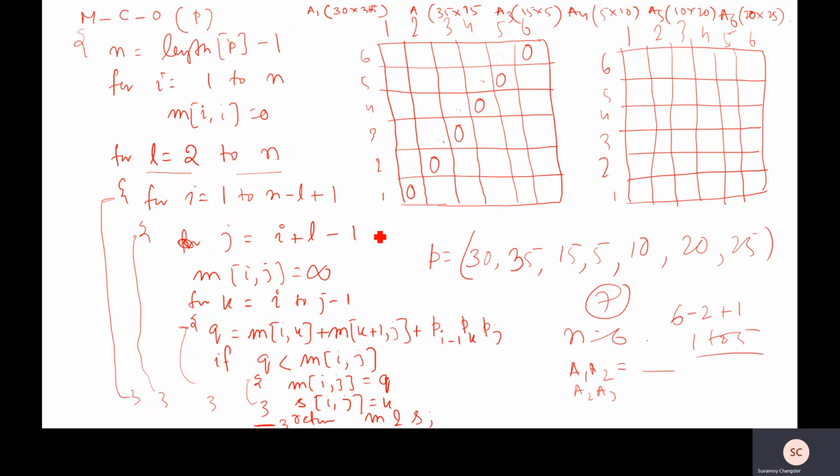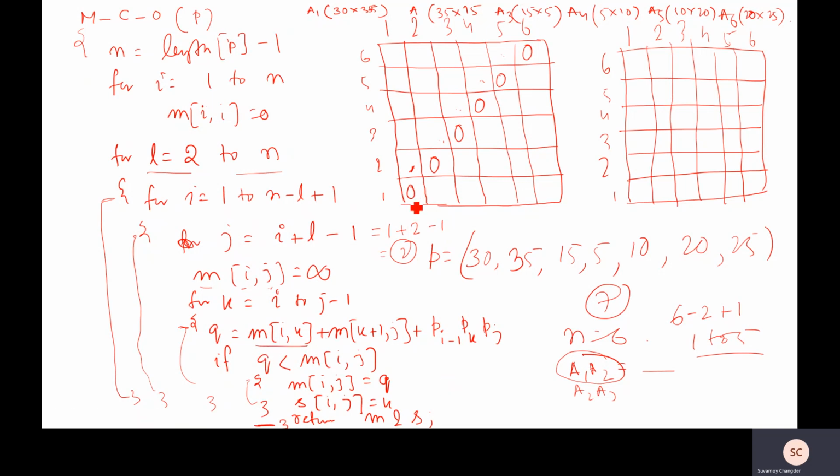So j is equal to, initially, what is the value of i? i is 1. L is 2, minus 1. So the length of the chain is 2, which is giving us j. So first what we will do, m[i, j]. The value of i is 1, j is 2. So we are finding this matrix. So how will we get this? For k equals i, 1 to j minus 1, there is only one option to multiply A1 and A2, which is m[i, k], that is m[1,1].